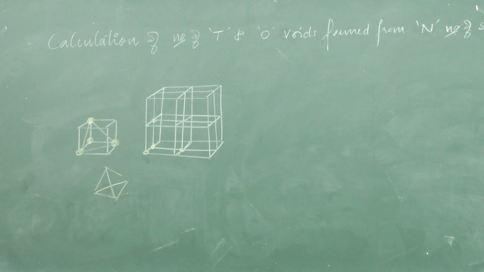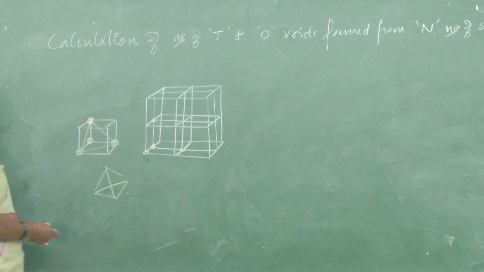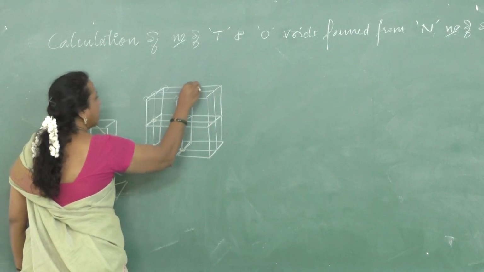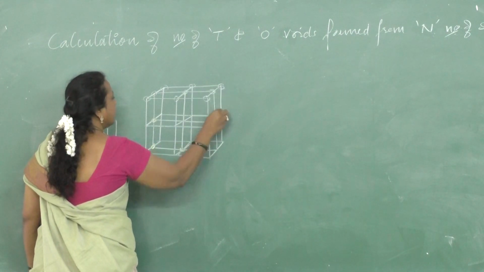Now let us come to this part. Calculating number of T and O voids formed from n number of spheres. Okay. So this is the unit cell. See, this is a lattice with a number of lattice points. These are the number of lattice points, in which how many cubes you can see?